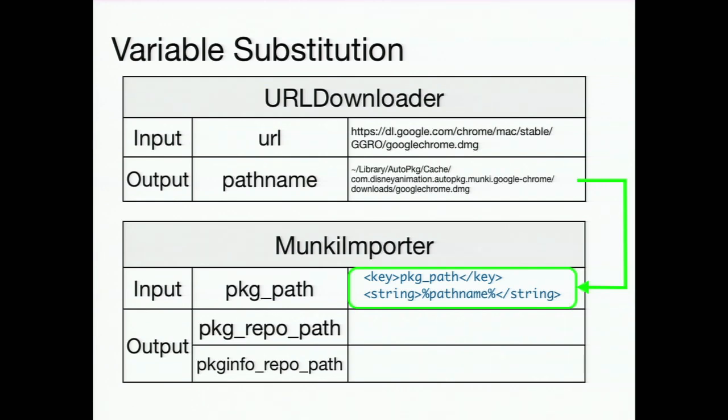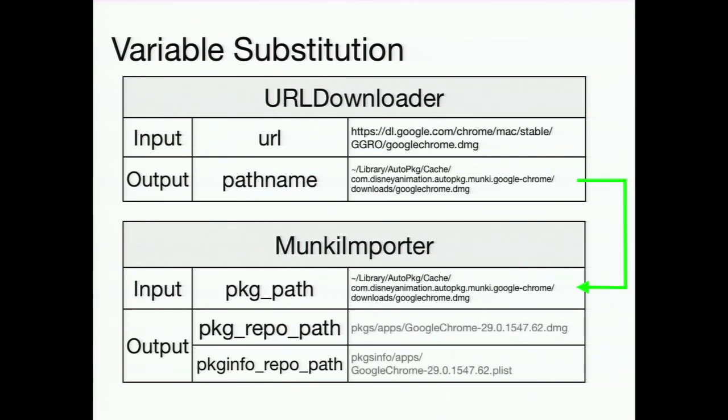But because those characters are there, we go, oh, you don't mean literally pathname, you mean the contents of pathname. If this was a shell script, it would look something like that. But the net effect is that value gets copied into the path, or the package path for the next step. So now Munki importer has something to work with. It's going to import that file, and when it's done, in its output, it sets a couple more variables for us that show us where it imported the package in the repo and where it put the pkginfo.